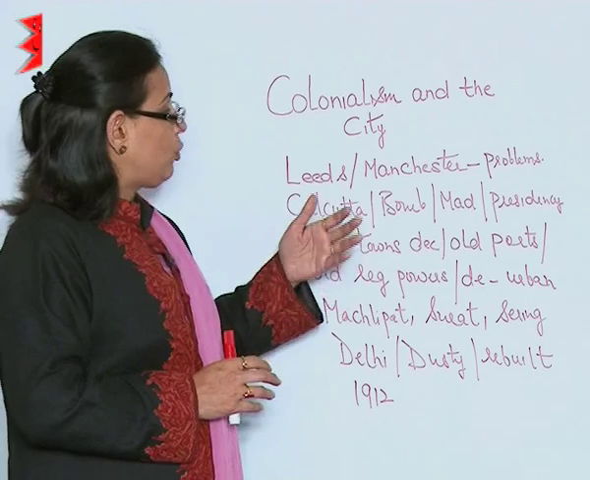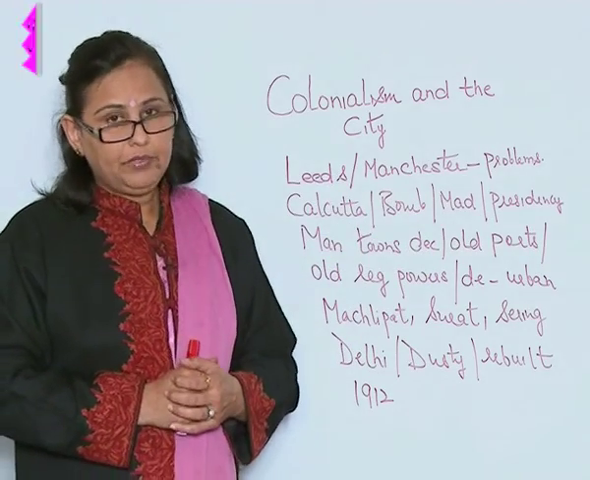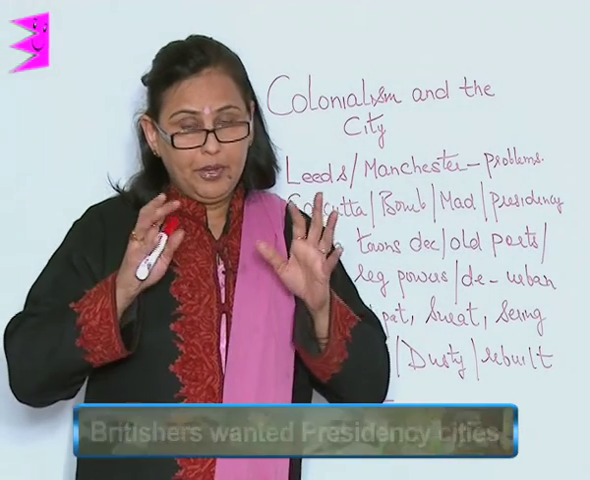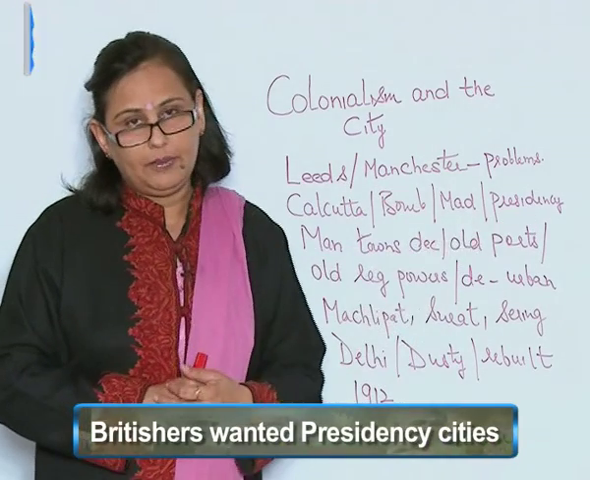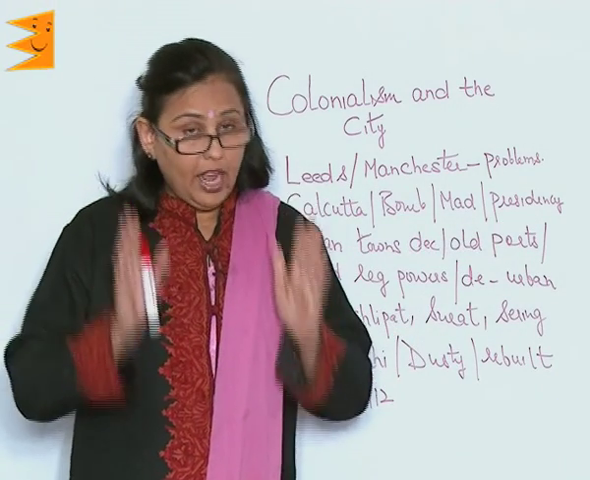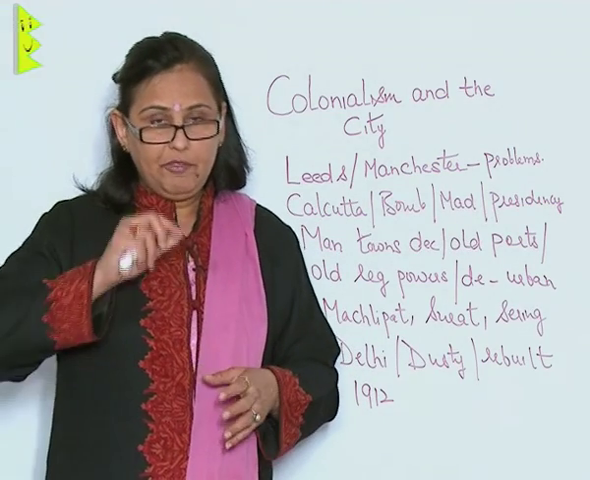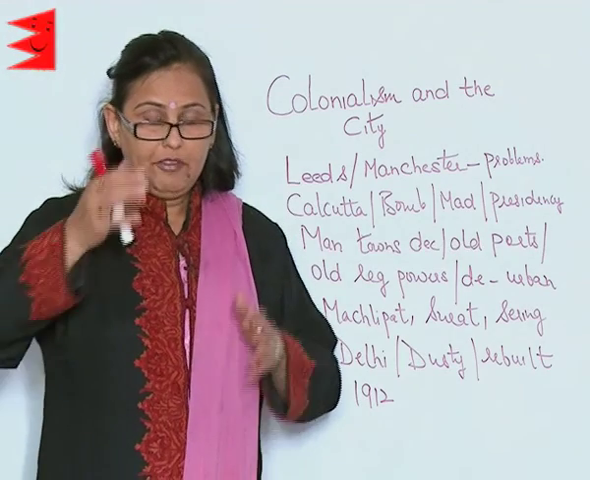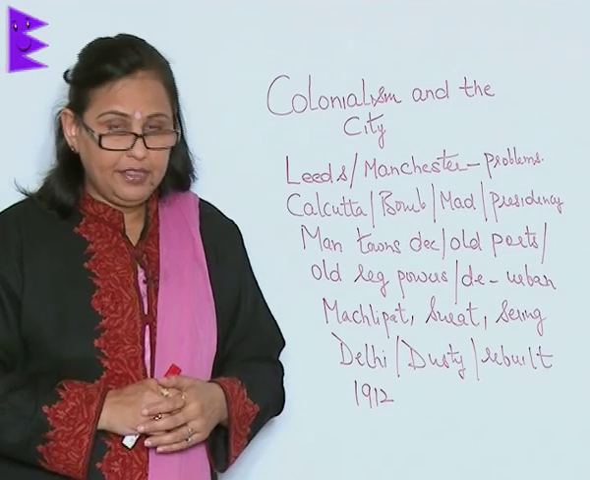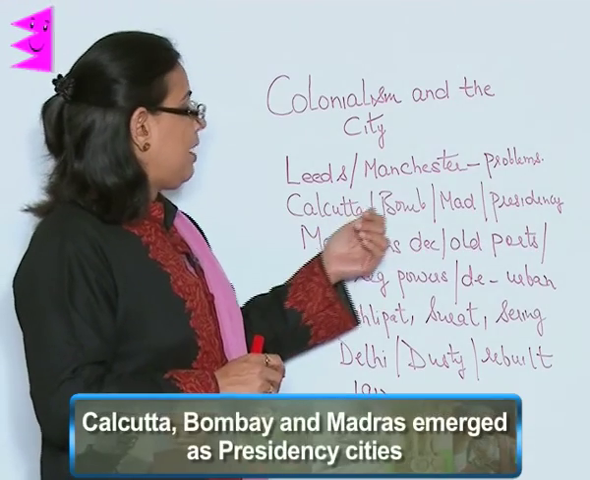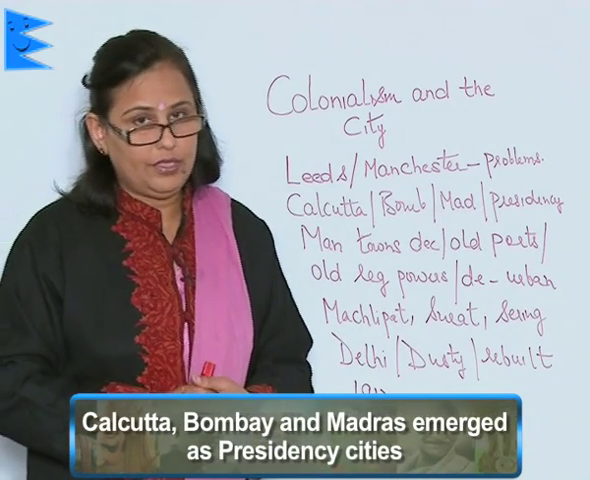But when we have to talk about it in the context of colonialism in India, then we have to remember that the Britishers first of all wanted a few presidency towns, that is, towns which could become administrative centers, from where they could pass on the orders, from where they could have hold over the entire country. And in this context, it was Calcutta, Bombay and Madras which emerged as presidency towns.